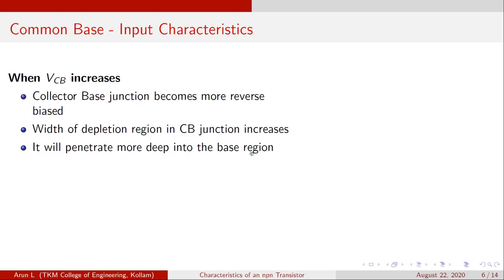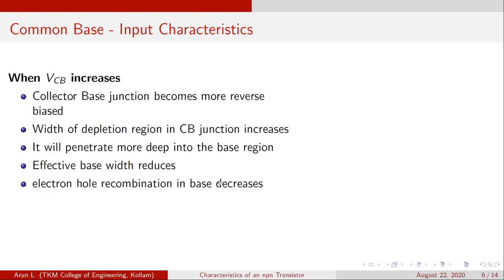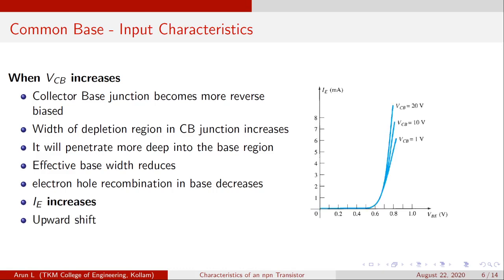Suppose it will penetrate more deep into the base region. So what happens? Then the effective width of the base will decrease. When the base width decreases, the electron hole recombination that will take place in the base will decrease. So more and more electrons will reach the collector junction without undergoing recombination in the base region, since the width of the base is reduced. So the emitter current will increase. That's why there is an upward shift in the characteristics.